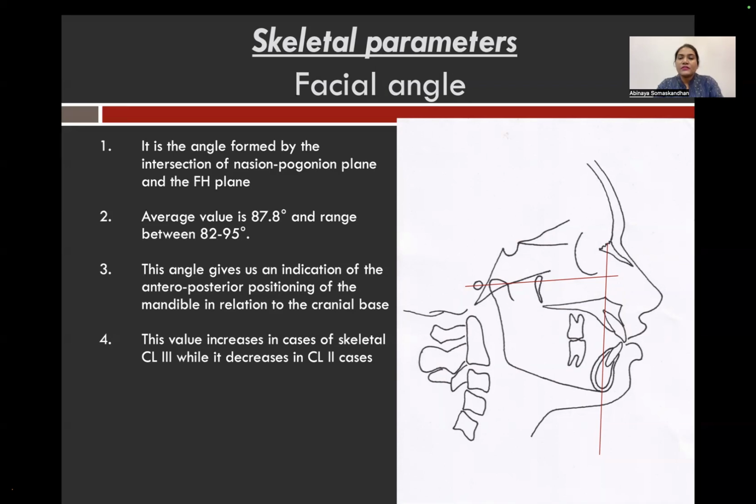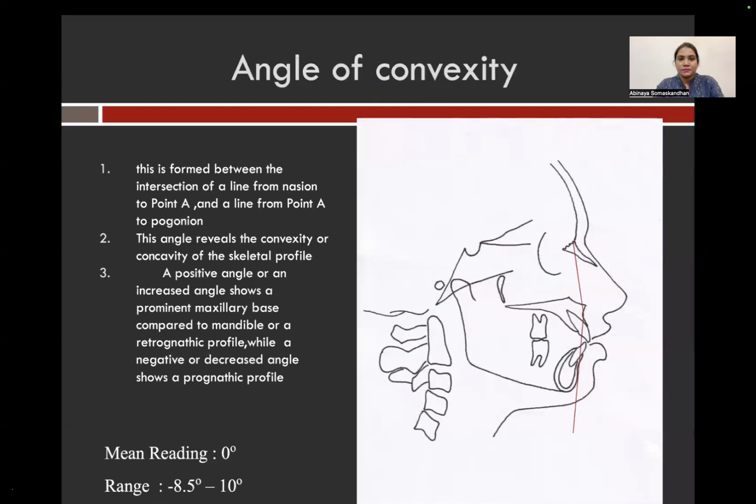So this angle gives us an indication of the anteroposterior positioning of the mandible in relation to the cranial base. If the value is increased, it means that the mandible is forward. For example, that is going to be in class 3 cases. Whereas if it is decreased, then it is going to represent that the mandible is behind, such as in class 2 cases.